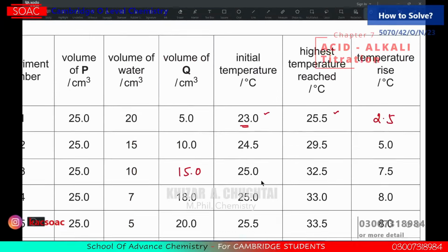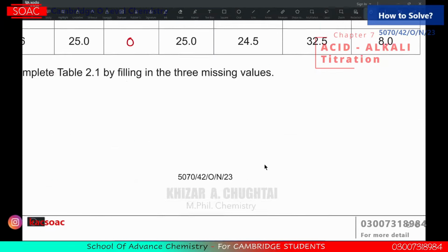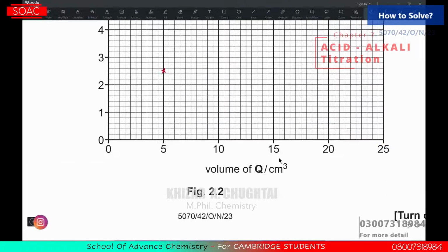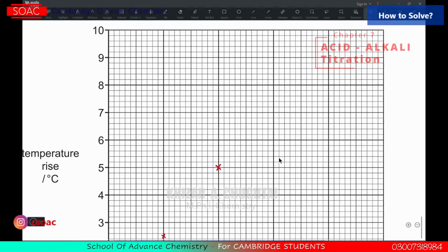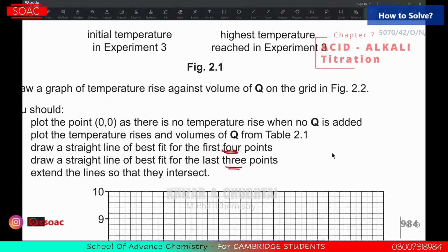Similarly, what is the value at 15? It's 7.5. At 15 it's 7.5, and this is a 7.5 rise in temperature.